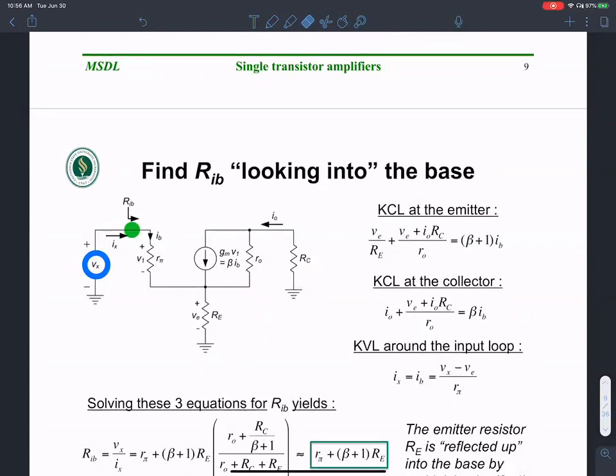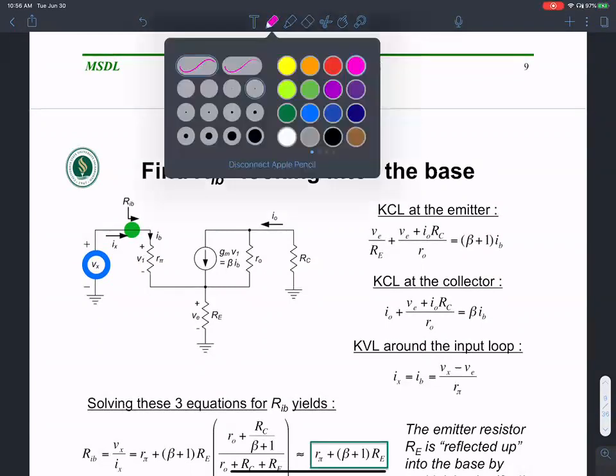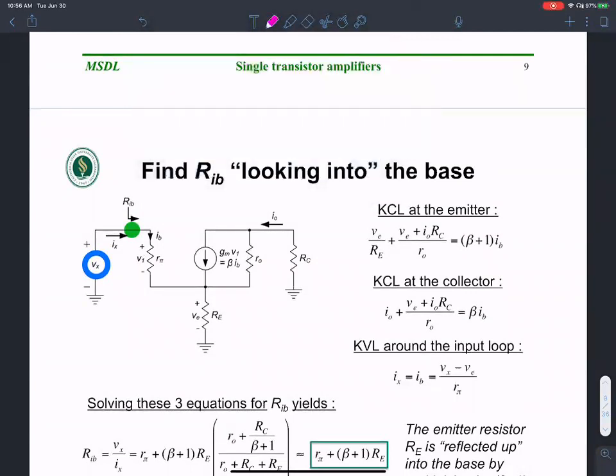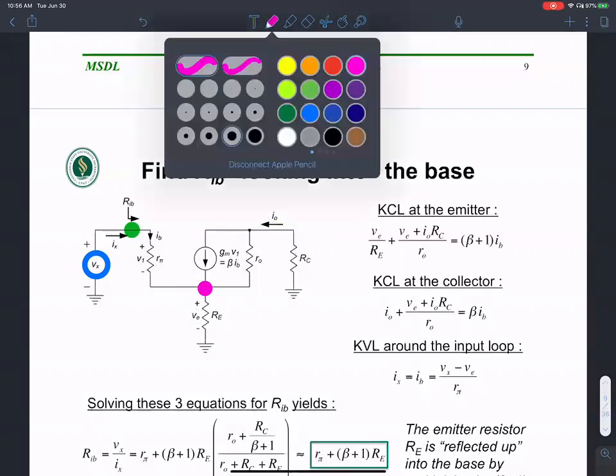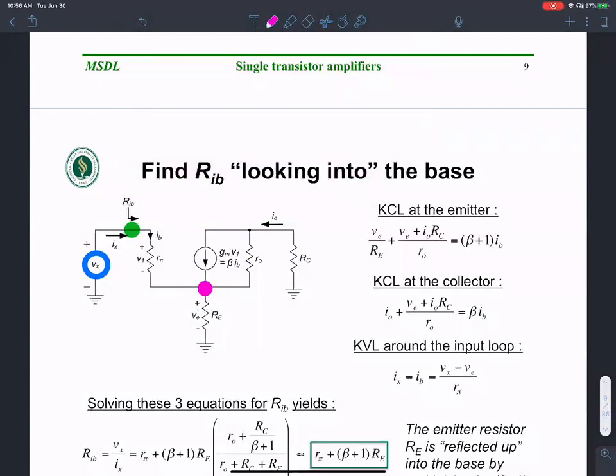Let's start by writing KCL at this node, at the output node, KCL at the emitter node. Let's start by the emitter node, that guy. So let's identify the currents that are going in and currents going out. There is one current that's going through this guy.